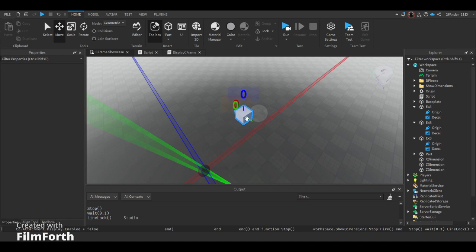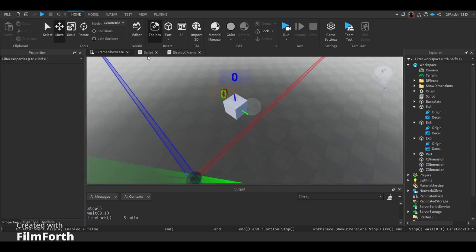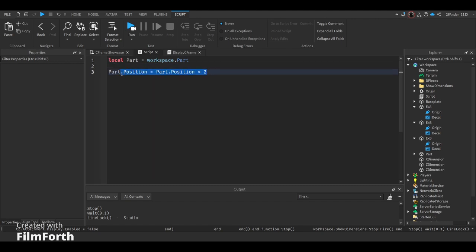Alright, now let's move on to rotating our object. And for rotation, we can't just simply use part.Orientation. We actually have to use CFrame, because this is the effective one that works. Orientation has a lot of problems with it.